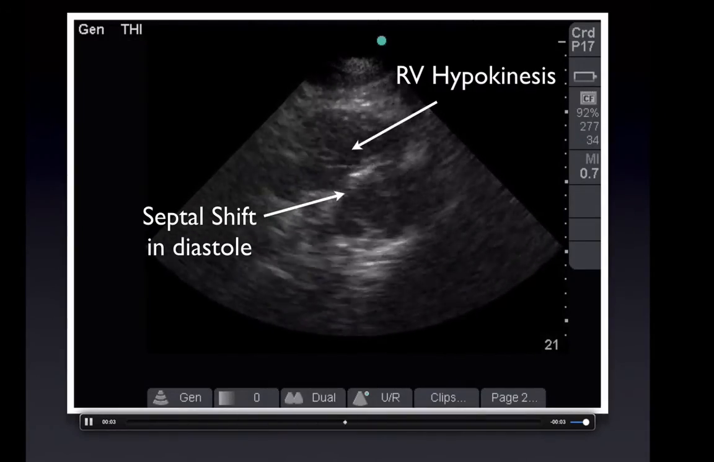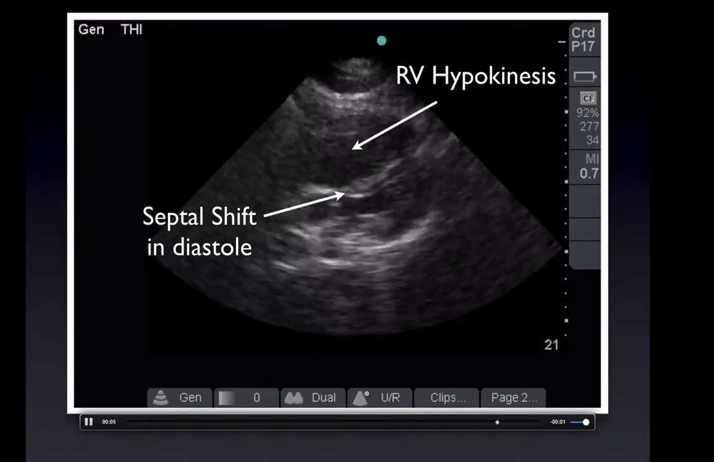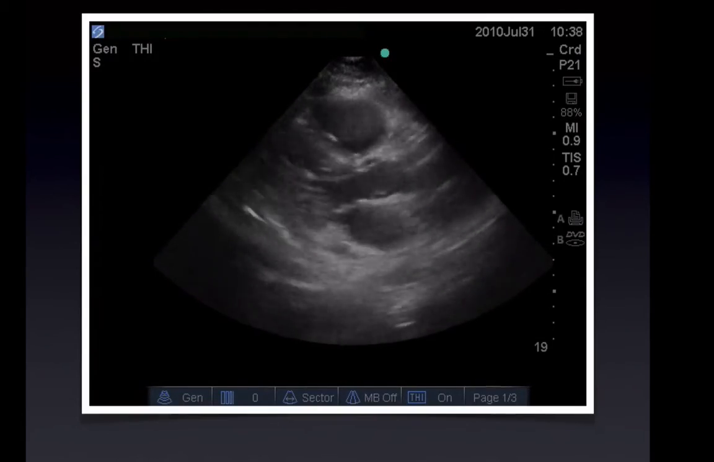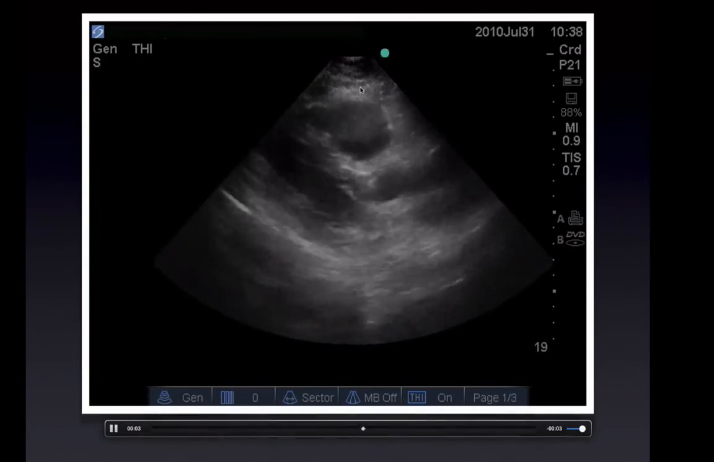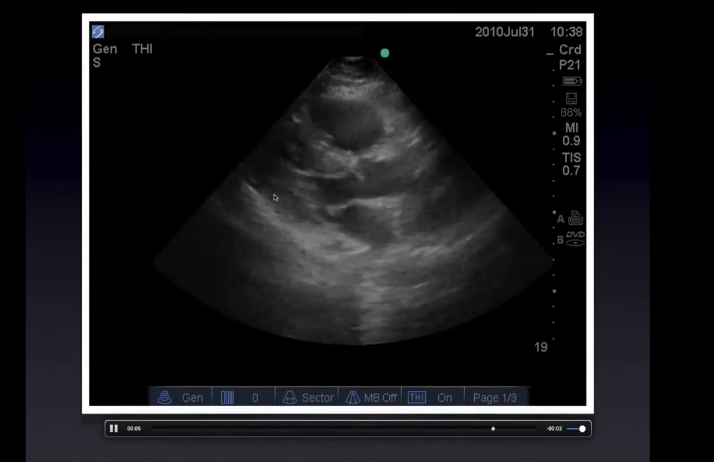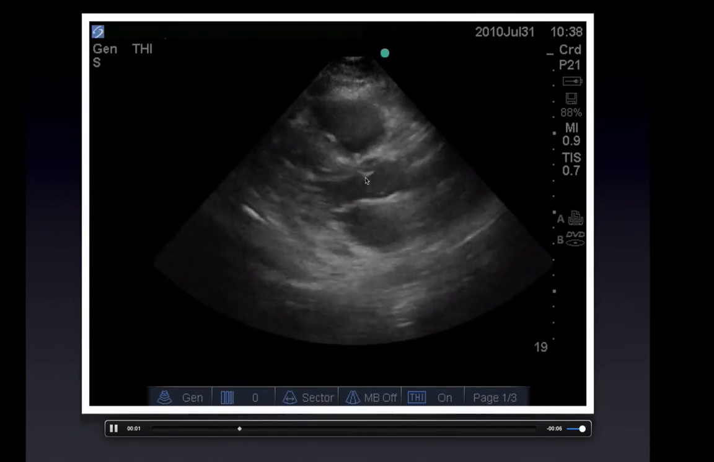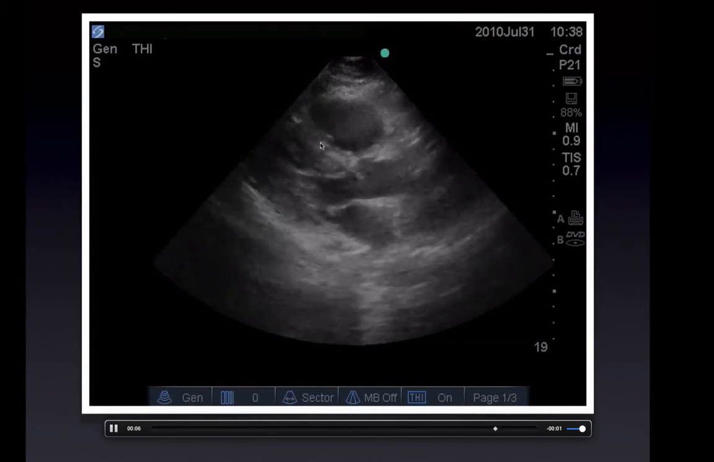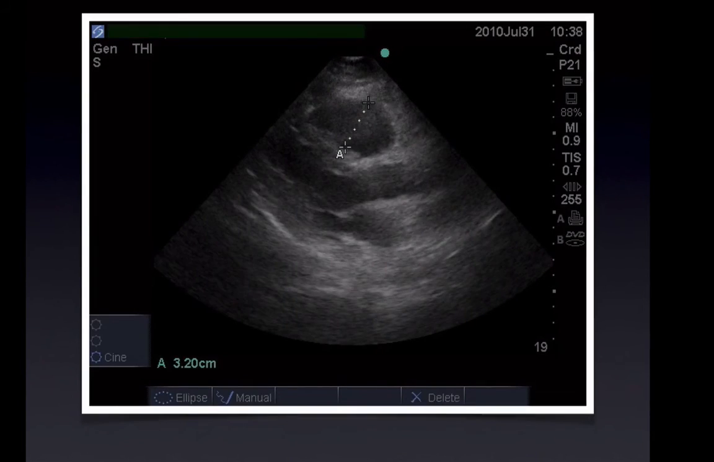And the right ventricle is barely squeezing there. A little bit of right ventricle hypokinesis. This is a parasternal long axis. So right ventricle, left ventricle, mitral valve, aortic outflow tract. This shows a dilatation there of the right ventricle. That's 3 centimeters. That's very prominent. Anything greater than 2.5 is abnormal. So this is 3.2. Okay.